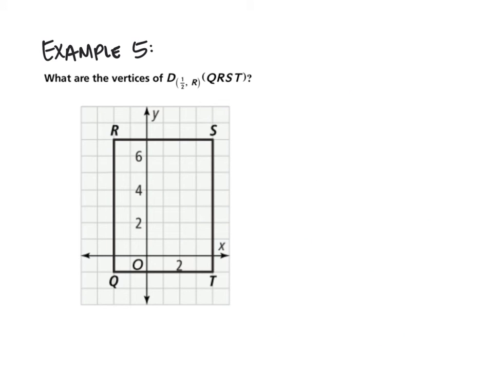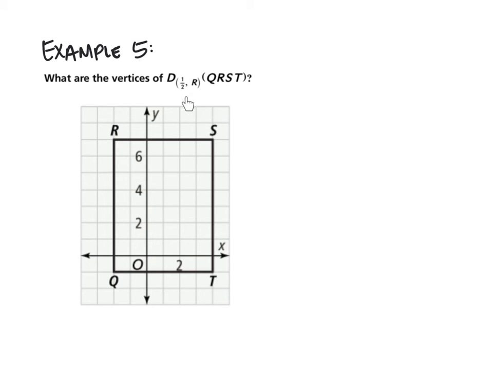Now in this final example, unfortunately, that shortcut that we used in the last one is not going to work because our center of dilation is not the origin in this problem. We can see that the center of dilation now is going to be point R. All right, so we have to dilate by a scale factor of 1/2. So this is going to be a reduction.